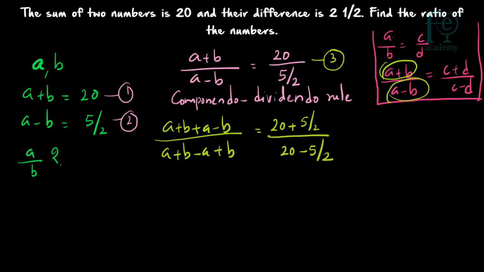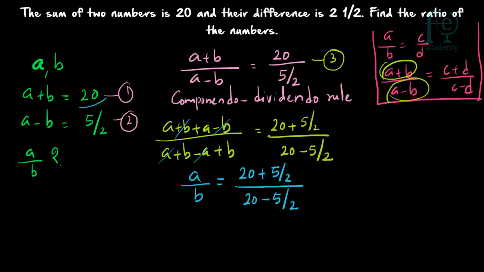So finally what you will be getting? Here B and B will be cancelling out. Here A and A will be cancelling out. So you will be getting 2A divided by 2B. So 2 and 2 will be cancelling out. So finally you will be getting A by B. So A by B will be equal to 20 plus 5 by 2, the whole divided by 20 minus 5 by 2. That means you have got a shortcut formula here.